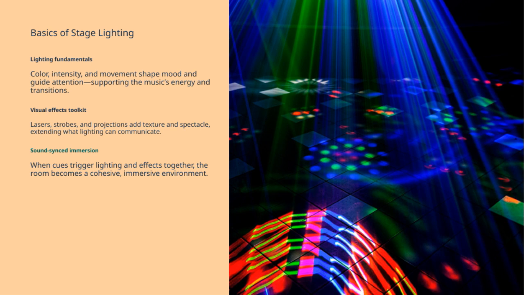Now, when we think about our visual effects toolkit, it's important to remember that color, intensity, and movement aren't just decorative. They shape the audience's emotional response and guide their attention. Bright colors or sudden changes in intensity can highlight key moments, while smooth movements can support transitions and maintain flow. All of these elements work together to support the music's energy and help tell the story visually.